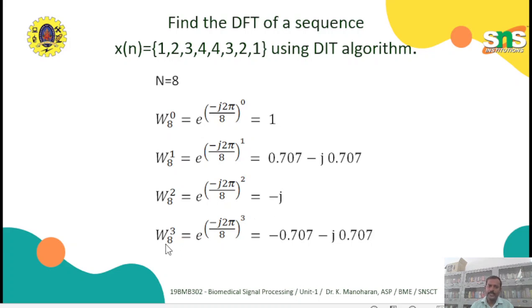And W8^3 is e power minus j 2 pi by 8 into 3. If you cancel it, we get e power minus j 3 pi divided by 4. That is equal to cos 3 pi by 4 minus j sin 3 pi by 4, which will be equal to minus 0.707 minus j 0.707.